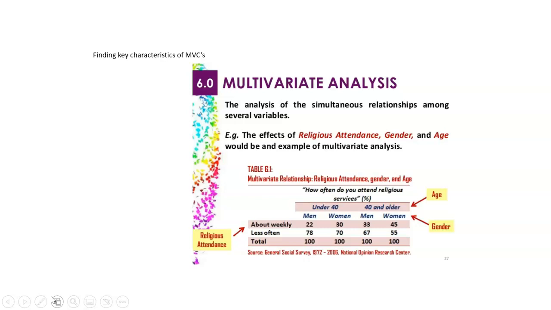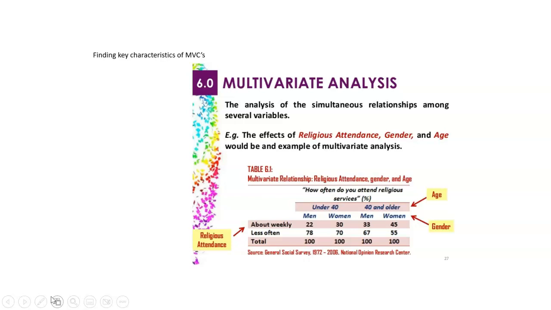So the data shows on the left the dependent variable, how often do you attend church, about weekly or less often. And then the columns are age, under 40 and older, and then you have gender under that. So which contributes more, since there are two of them, to whether someone attends church more often? Their age or their gender?